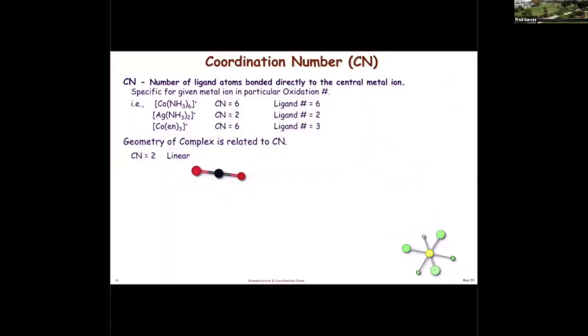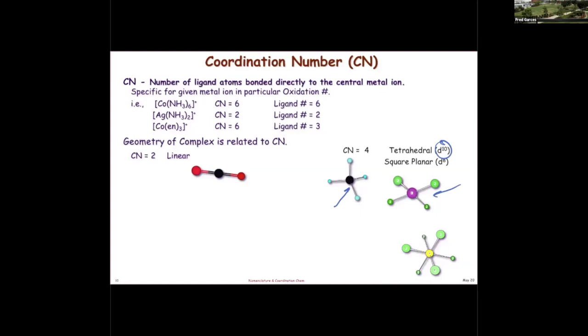So chemicals that have a coordination number of 2 are generally linear. Chemicals with a coordination number of 4 can be one of 2 shapes. They could be tetrahedral, that's it right there, or square planar. And tetrahedrals are generally for d10, which means that there are 10 electrons in the d orbital. And square planars are generally for d8, which means that there are 8 electrons in the d orbital.